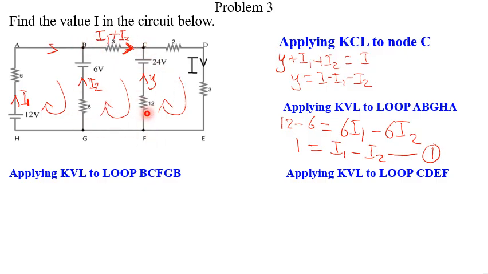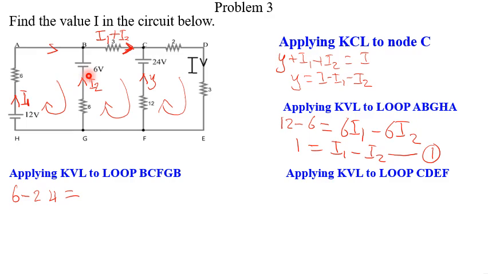Then we also apply the same KVL in the next loop, applying it in B, C, F, G, B. Let's look at the sum of voltage sources. The sum of voltage sources is 6 and 24. With 6 we are moving from a lower potential to a higher potential in the clockwise direction. When we get here, we're moving from a higher potential to a lower potential, making it minus 24. So the voltage sources are 6 minus 24, which should equal the voltage drop.